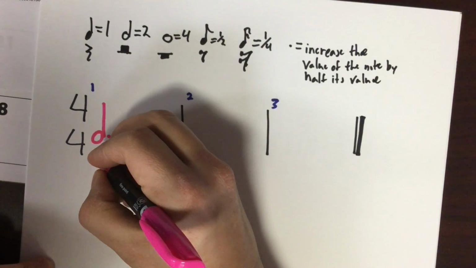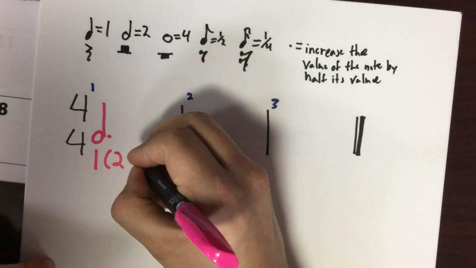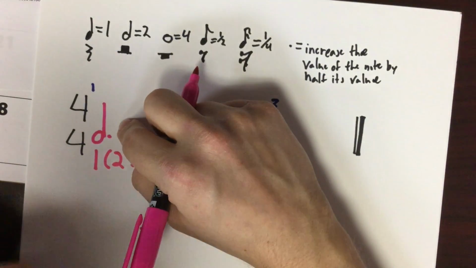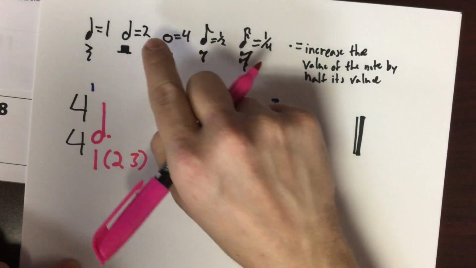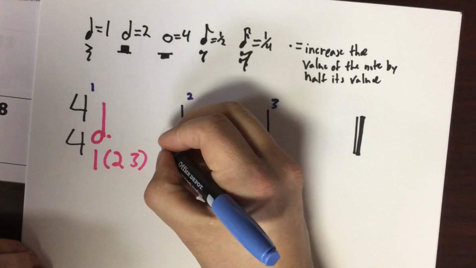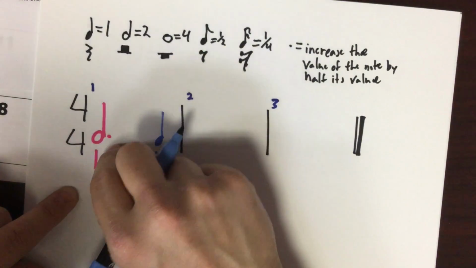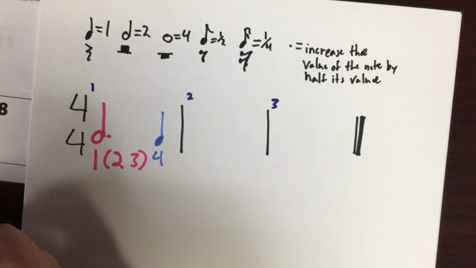So in this case, for the counts, we'd write 1, parentheses, 2, 3. This only makes it 1 more beat, by the way, don't want you to get confused, only 1 beat longer because half of 2 is 1. And that's beat 4. So this particular note, like a half note, instead of 2 beats though, lasts for 3 beats.